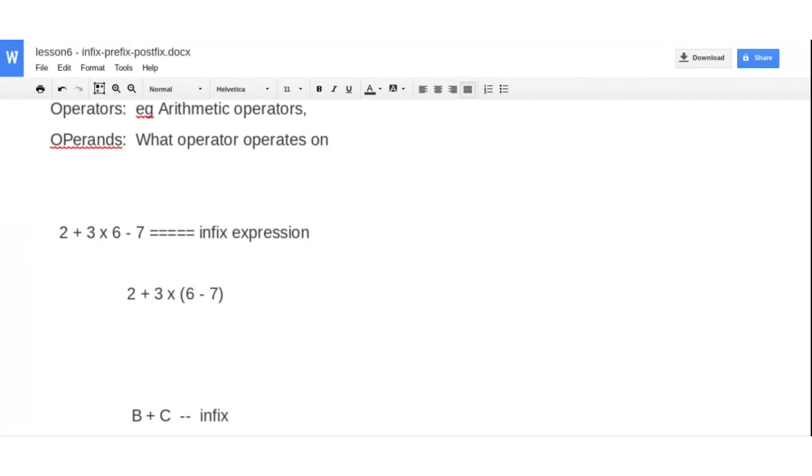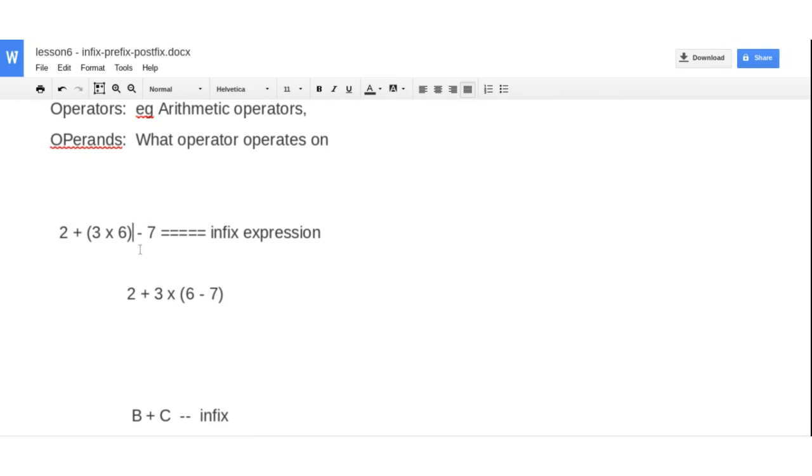We need to put brackets here for 3 and 6, because the multiplication has a higher precedence, and we need to do the operation of multiplication first. So we surround 3 and 6 in brackets. Then once you have the value of 3 times 6, we still have 2 operators. There is a plus and there is a minus.